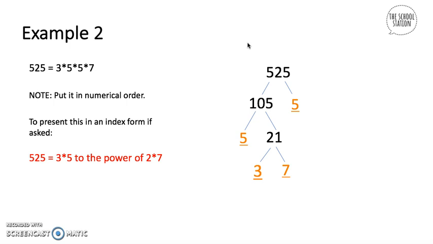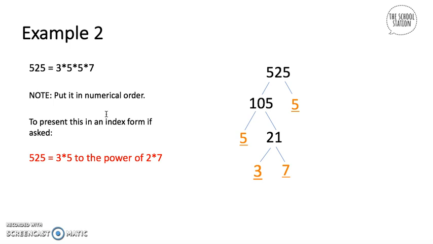And then I just put 525 equals 3 times 5 times 5 times 7. And as you guys can see, I put it in numerical order, which means that I put it from the smallest to the biggest. So 3 is the smallest and 7 is the biggest. So you have to make sure for everything you put it in numerical order.